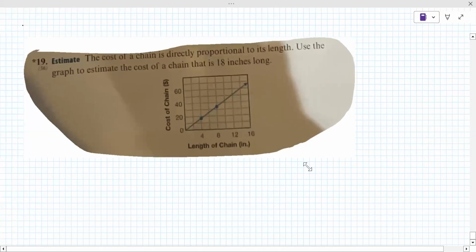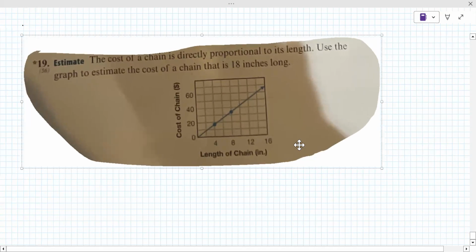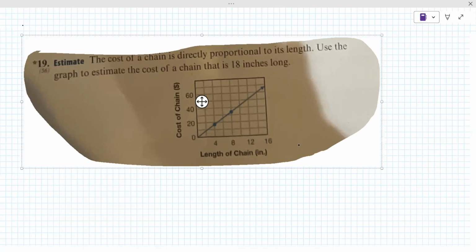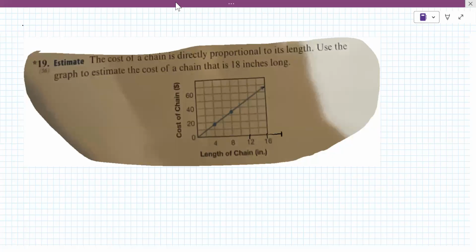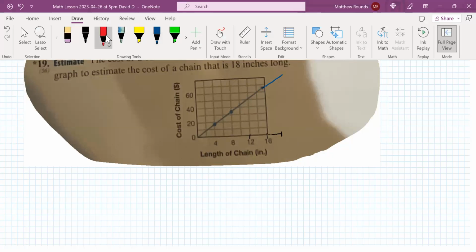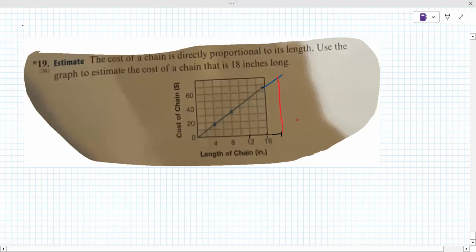All right, the cost of a chain is directly proportional to its length. Use the graph to estimate the cost of a chain that is 18 inches long. So they're asking you to sort of speculate, like, where is 18? 18, I guess maybe is there. This blue line keeps extending. And so you would go up and hit it. Then where does it kind of bounce over to? And you want to read that value. So I would say maybe 80. Yeah, and the other value is 18 or what? Yeah, 18 inches long.